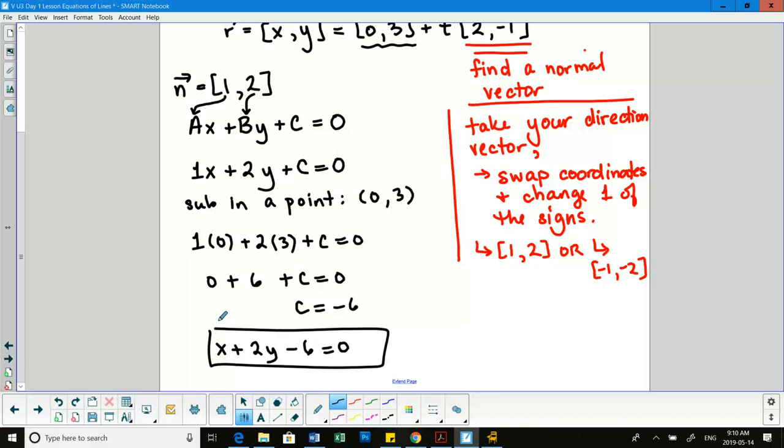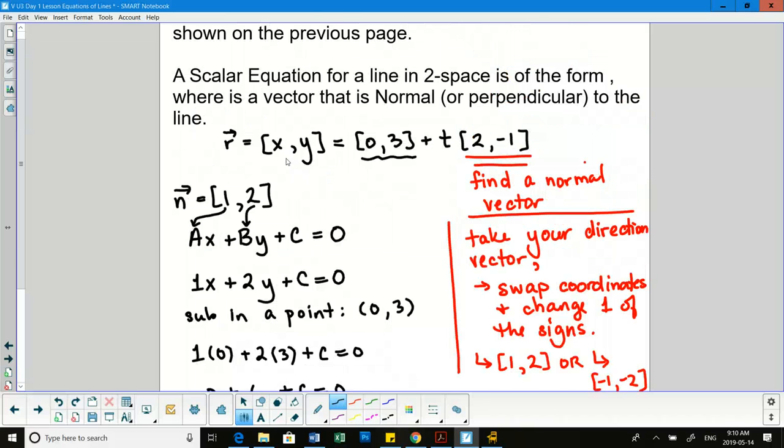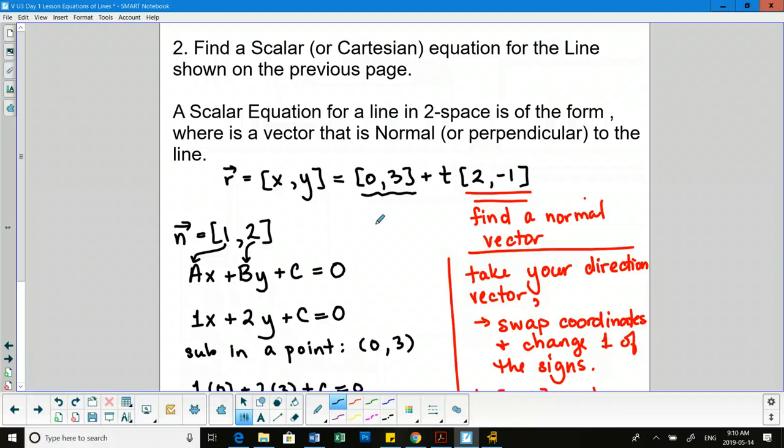Even though it's in vector format, it still looks like a normal equation. Yeah, so we would use this if it asks for a scalar equation. And then you might be given some information, such as a position vector and a point on the line, and then it says find the scalar equation, right?